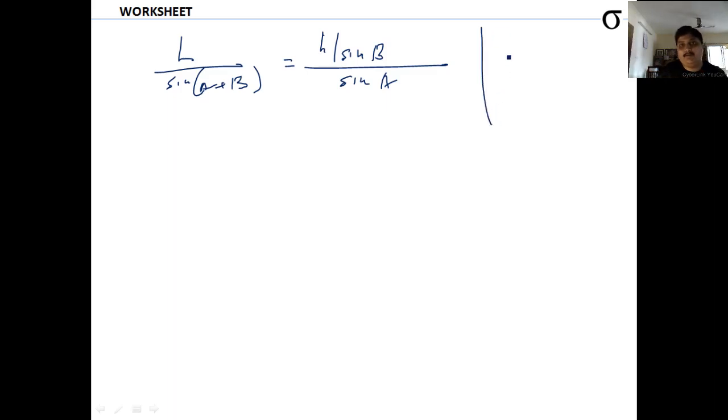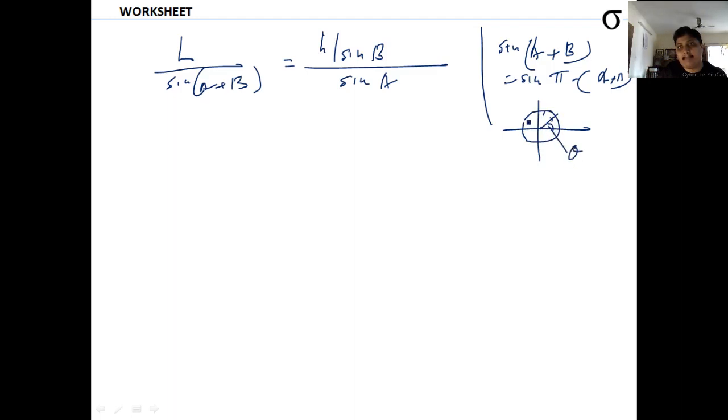Now why is that so? That's because sine (A plus B) is always equal to sine (pi minus (A plus B)), right? So that comes from what's called the unit triangle. So if you take this as theta, this is also theta, therefore whenever you take the sine in the second quadrant, sine of (pi minus theta) will always be equal to sine of theta. Okay, note that.